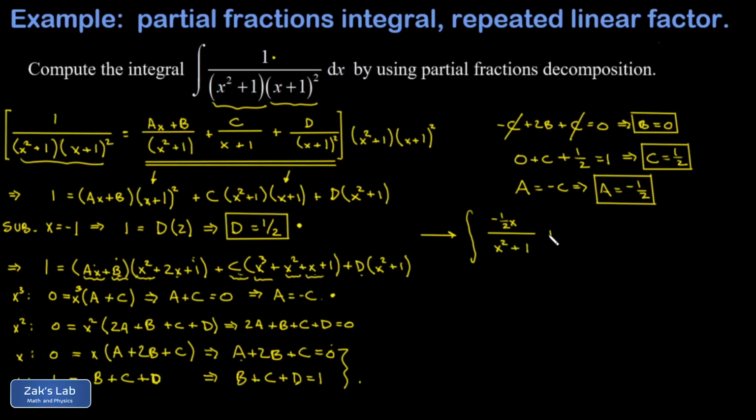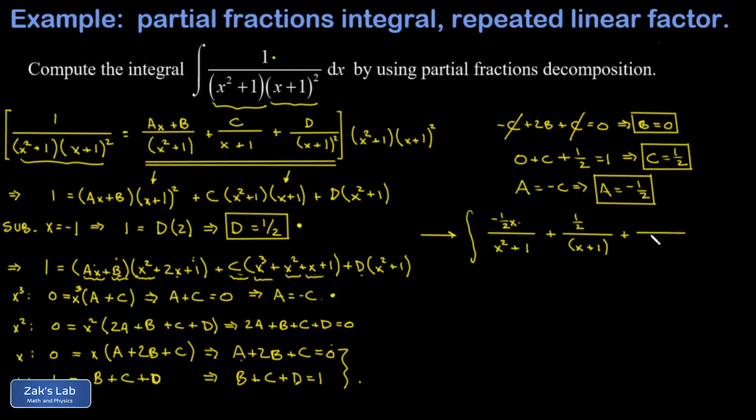And the reason that piece is easy to integrate is that I see the derivative of the denominator in the numerator within a constant multiple. So I need to get a 2x up there in order to integrate it, and I'll just do that in the next step. In my second term, I have a c, that's 1/2 over x plus 1. And if I just go ahead and pull the 1/2 out in front, the integral of 1 over x plus 1 is just the natural log of the absolute value of x plus 1.